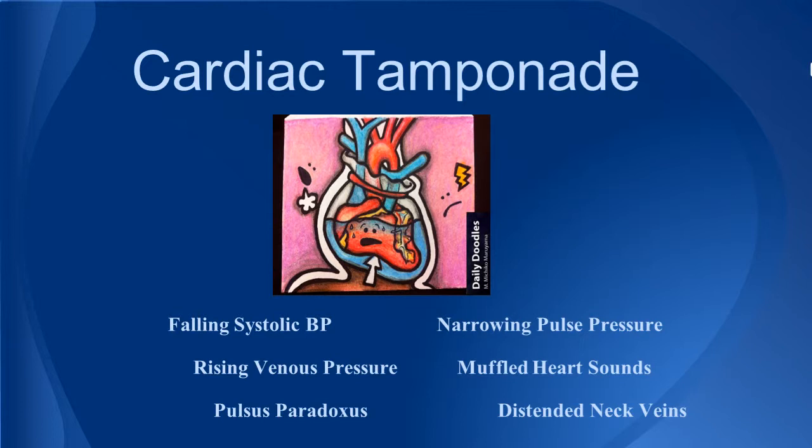Cardiac tamponade. There may be a falling systolic blood pressure, a rising venous pressure, pulsus paradoxus, narrowing pulse pressure, muffled heart sounds, or distended neck veins.